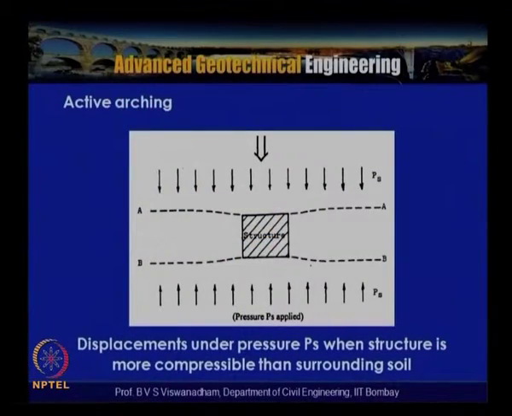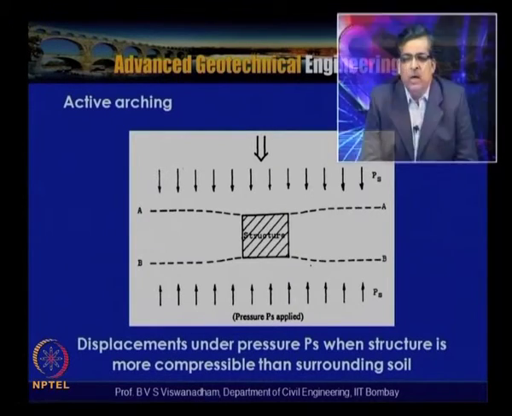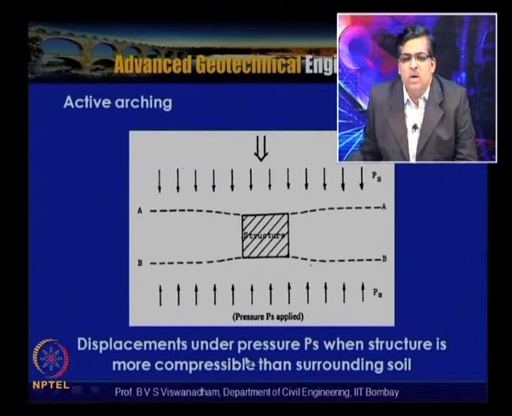As we said, there are two types of arching: one is called active arching and the other is called passive arching. Here the structure is compressible, so we consider the displacement under pressure PS when the structure is more compressible than the surrounding soil. This is a typical structure, and this is the surrounding soil. The pattern of displacements at planes AA and BB will be like this.